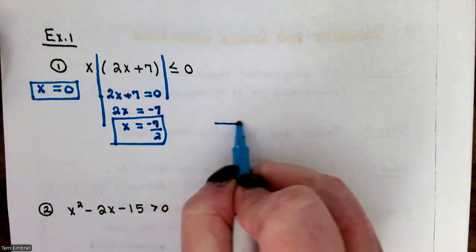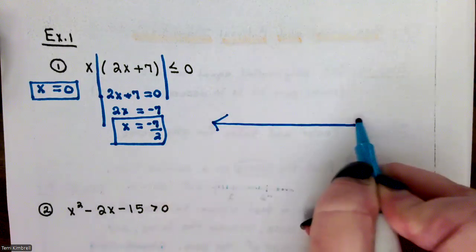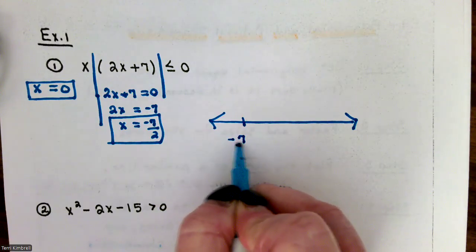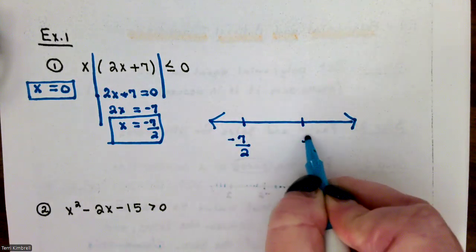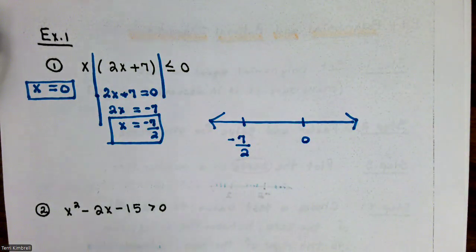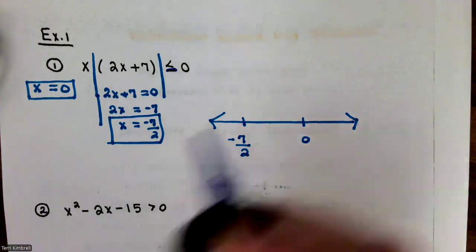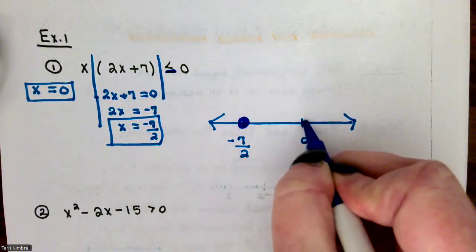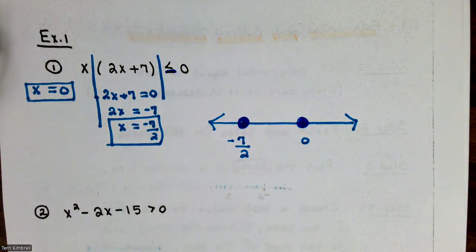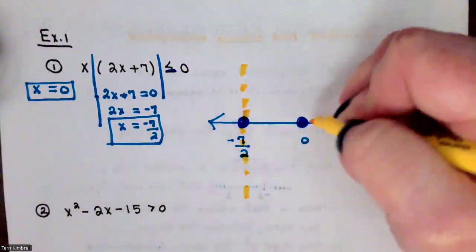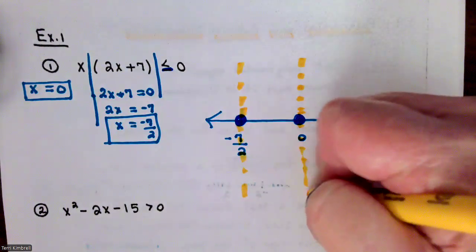What I'm going to do with those is put those on a number line. Very important that you put the lowest one to the left, and then we have our 0. Okay, so what's going to happen here is we're going to look back to the original problem. And when we look back to the original problem, we see an equal to. So therefore, that means that these circles are going to be closed in. Okay. Now we're going to break this up into different regions. So I'm going to have a region here and then that's going to break up into another region.